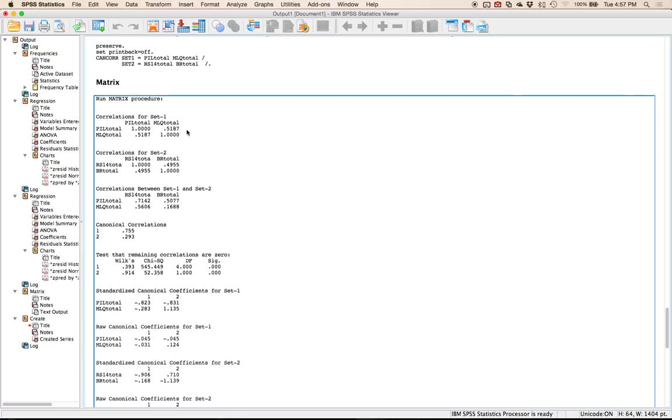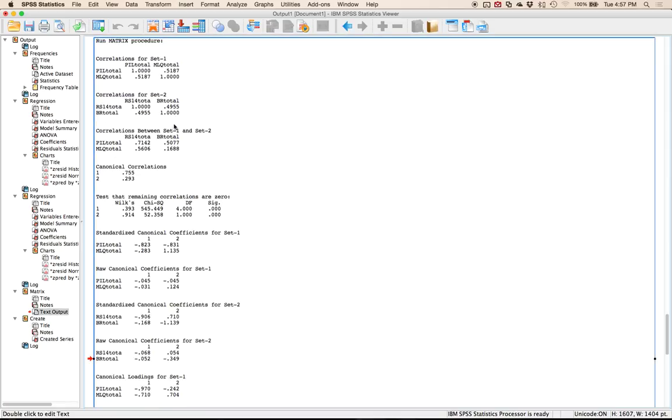And so it tells me that the pill and the MLQ are correlated at 0.52. So it tells me the correlations for my variables on one side. The very next piece down, so that's here, this thing. Very next piece down, it tells me the correlations for the other side, so they're correlated at 0.5.